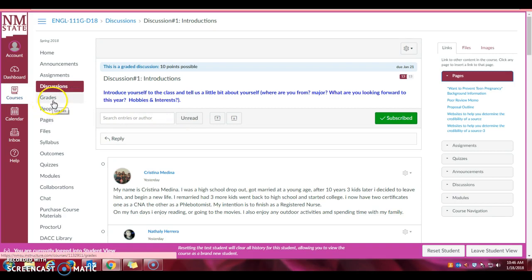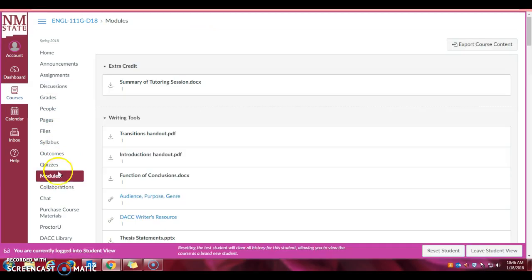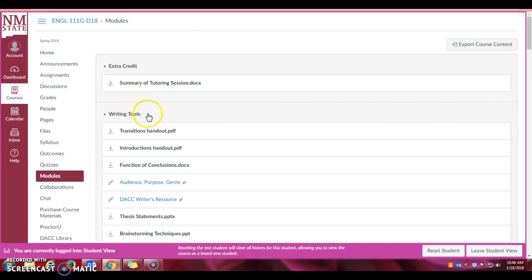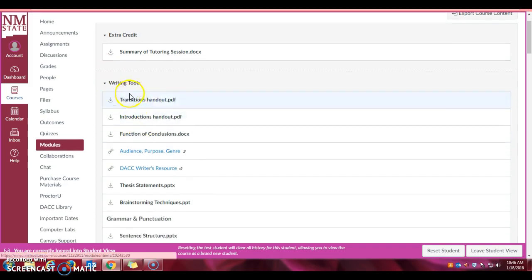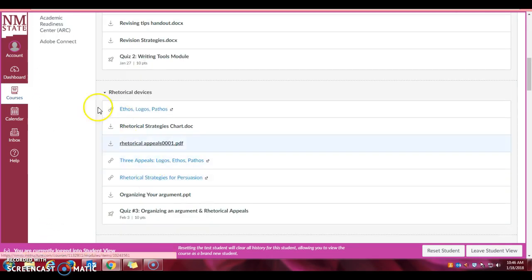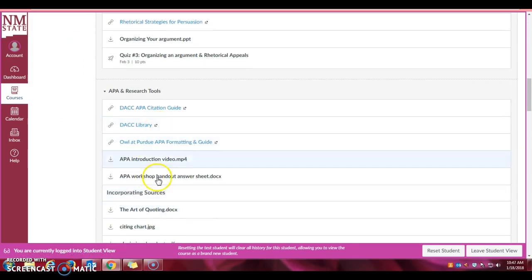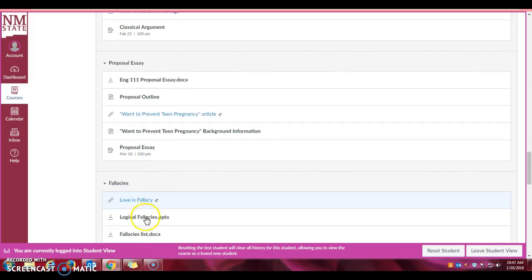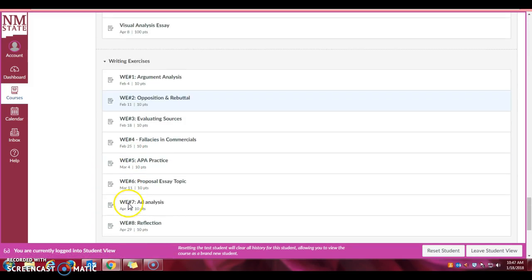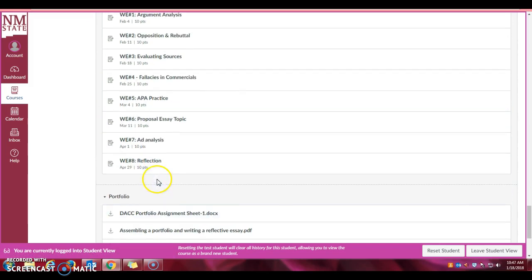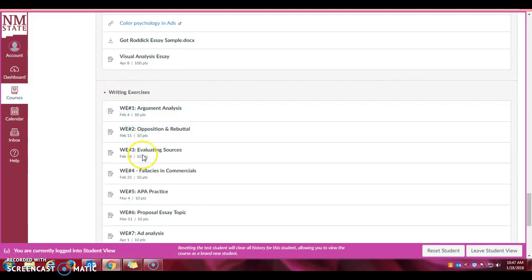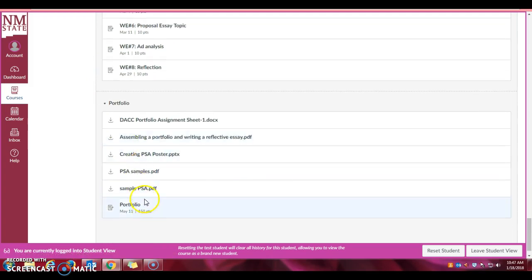Obviously here we have grades, which I can't show you because it would show everybody's grades. The other thing you want to look at are modules. I organized the class by modules, so it's easier to find things this way as opposed to finding them through the files section. If you click here, I have the writing tools module, and then the rhetorical devices module, and then APA, and then a module for each essay. Each module contains more information. And then we have the writing exercises, which I am still tweaking a little bit. And then we have the portfolio.